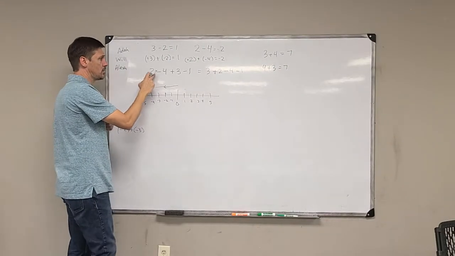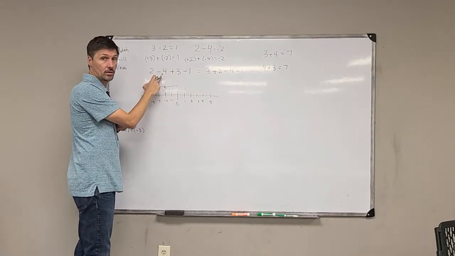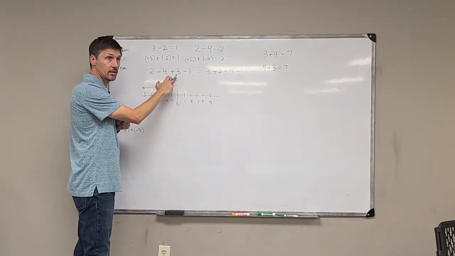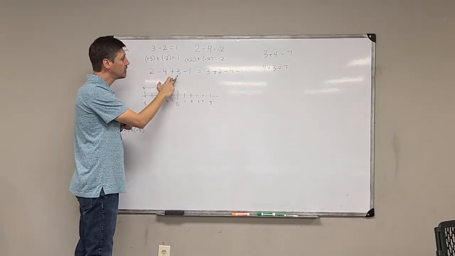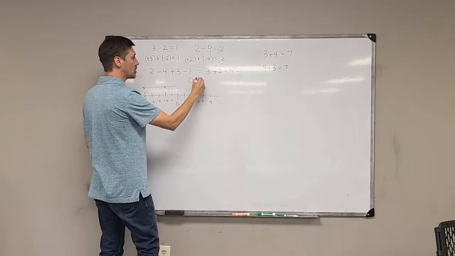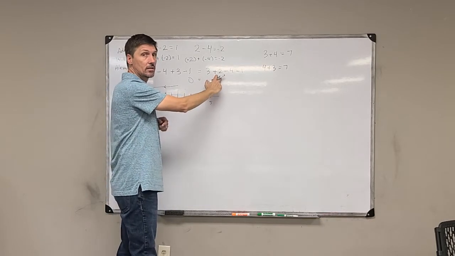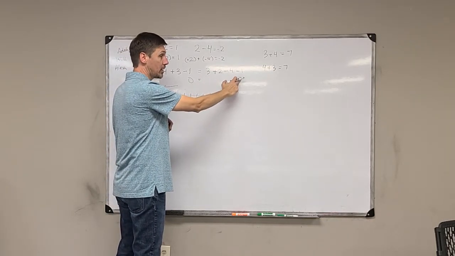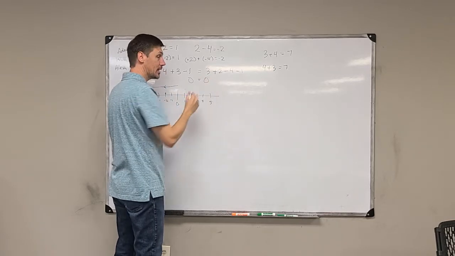If I do these in order, 2 minus 4 is? Negative 2. Negative 2 plus 3 is? 1. 1 minus 1? Is 0. So I get 0 there. Let's see what I get when I do this one. 3 plus 2 is? 5. Minus 4? 1. 1 minus 1? 0. So I get the same answer either way.